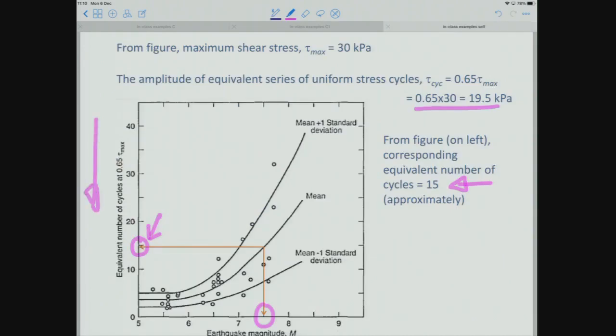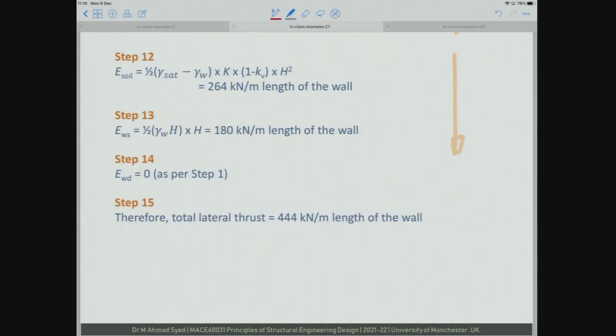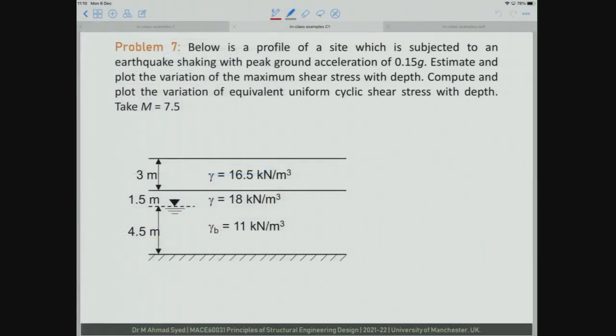Okay? No problem. So if I go back to the next example, which is here. Below is a profile of a site which is subjected to earthquake shaking with a peak ground acceleration of 0.15 g. So that means tau max is given. Now it says estimate and plot the variation of maximum shear stress, tau max, versus depth. And we also have to compute and plot the variation of equivalent uniform shear stress cycles with depth.